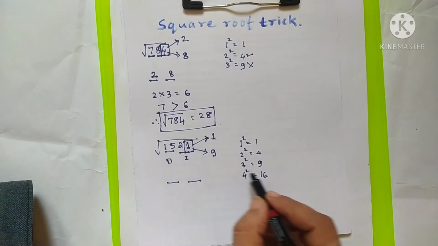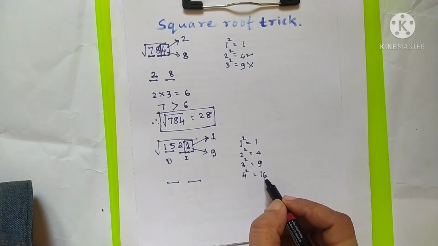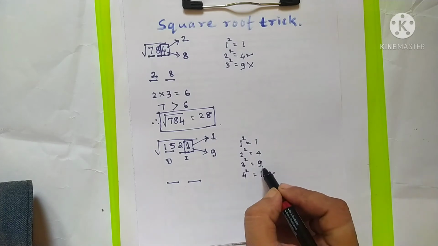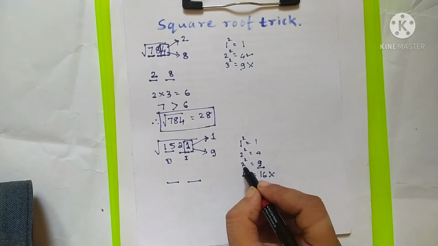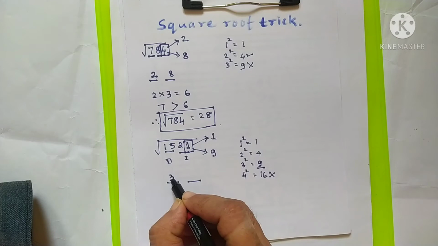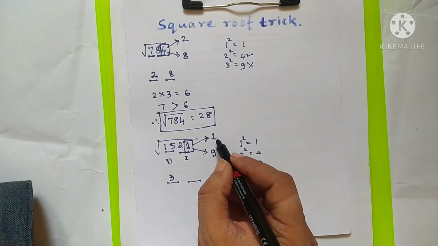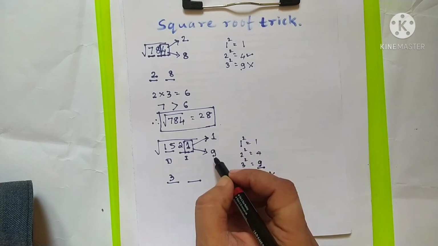Now 15 is less than 16. You can't take this; you have to take this number, 9. That is 3 you have to take here. So 3 comes in the tens place. Now to find out which will come in the units place, either 1 or 9.